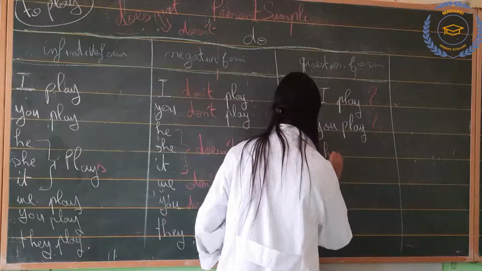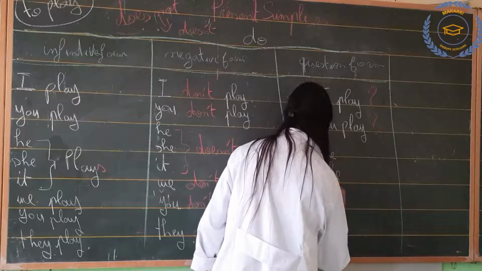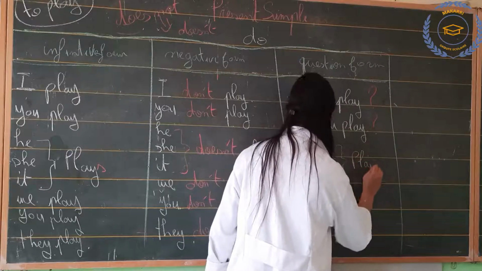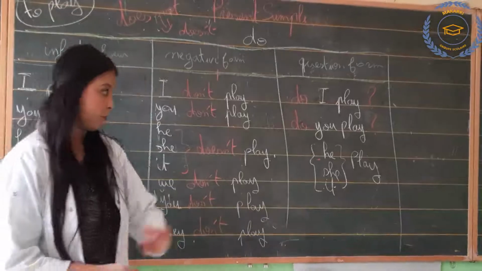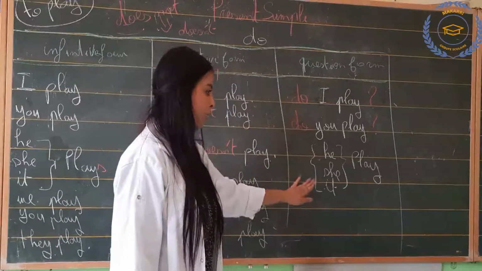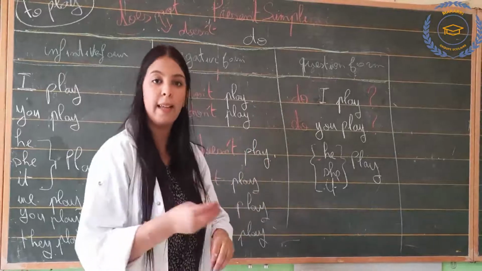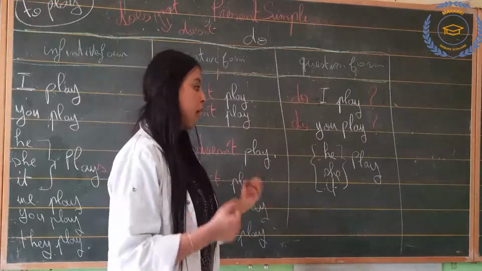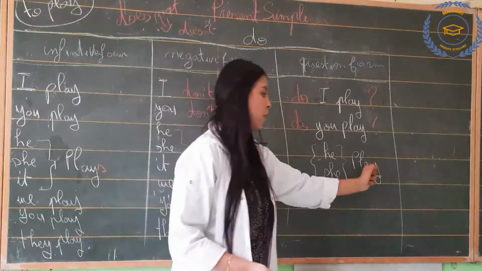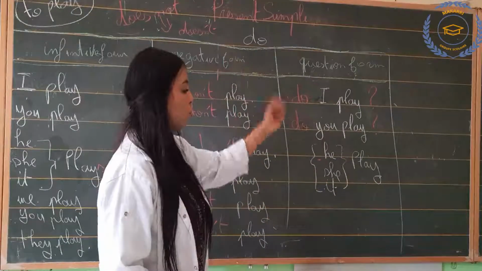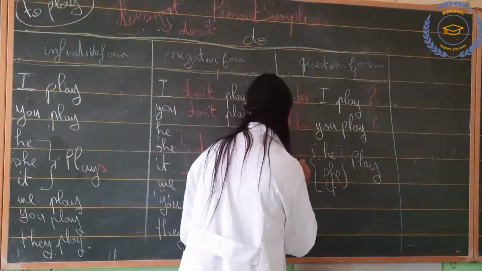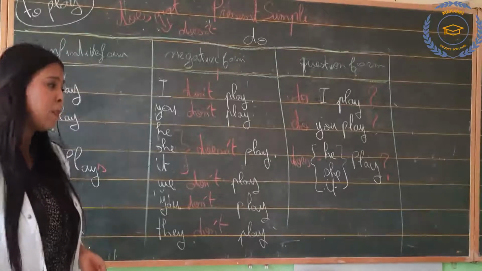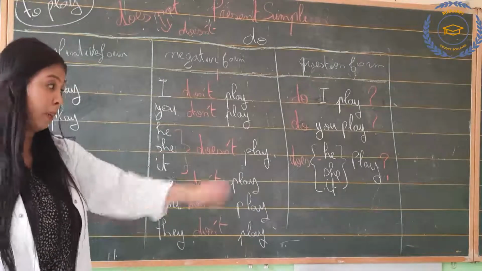He, she, it. Here again, the exception: he, she, it. As you know, we have to add s to the verb. But we have again here the auxiliary do, so the auxiliary do will take the s from the verb and we will go from do to does. Does he play? Does she play? It's a question, okay?